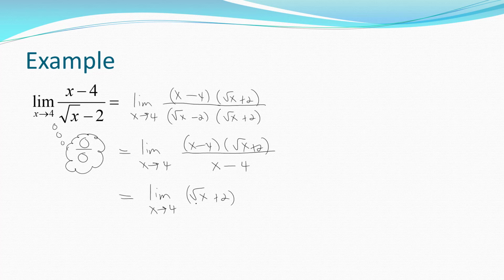I'm not claiming the functions are equal because they're not. They have different domains. But they do have the exact same value everywhere but 4. So their limits are the same, if they exist. To find this limit's easy. We just push the limit through.